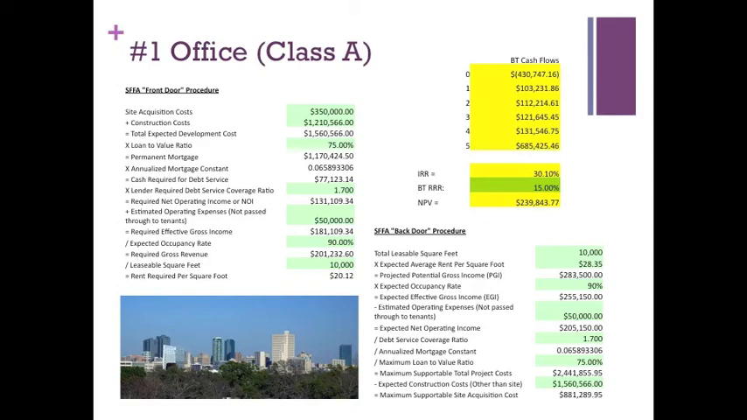Looking at the backdoor procedure to see how much we can spend on site acquisition costs, we come up with a value of $881,000. That one piece of land that I found next to the Trinity was only $600,000, and the two larger tracts of land in the downtown 76102 zip code were even less than that. So this project would be definitely feasible.